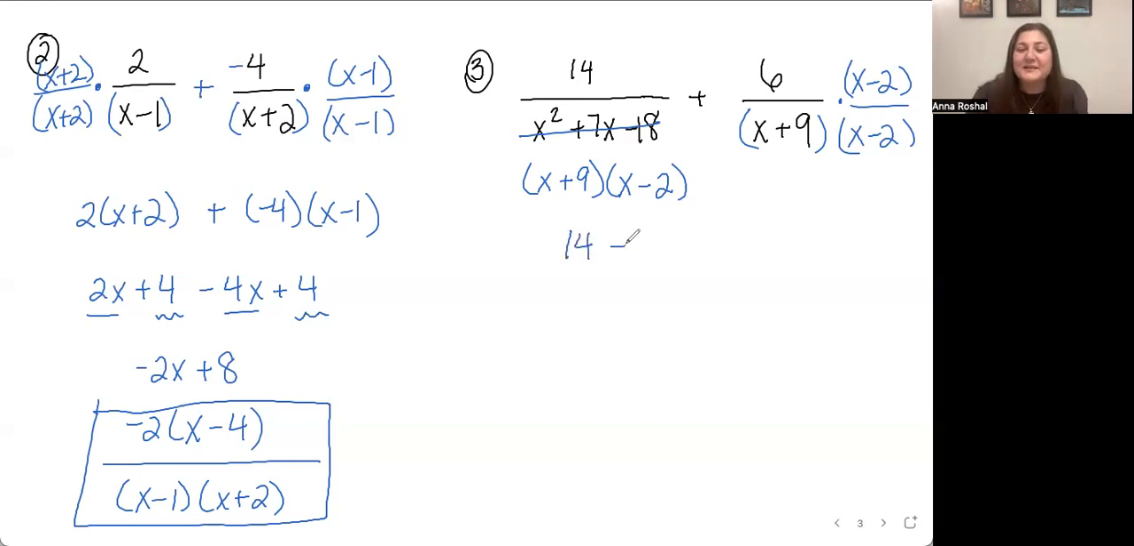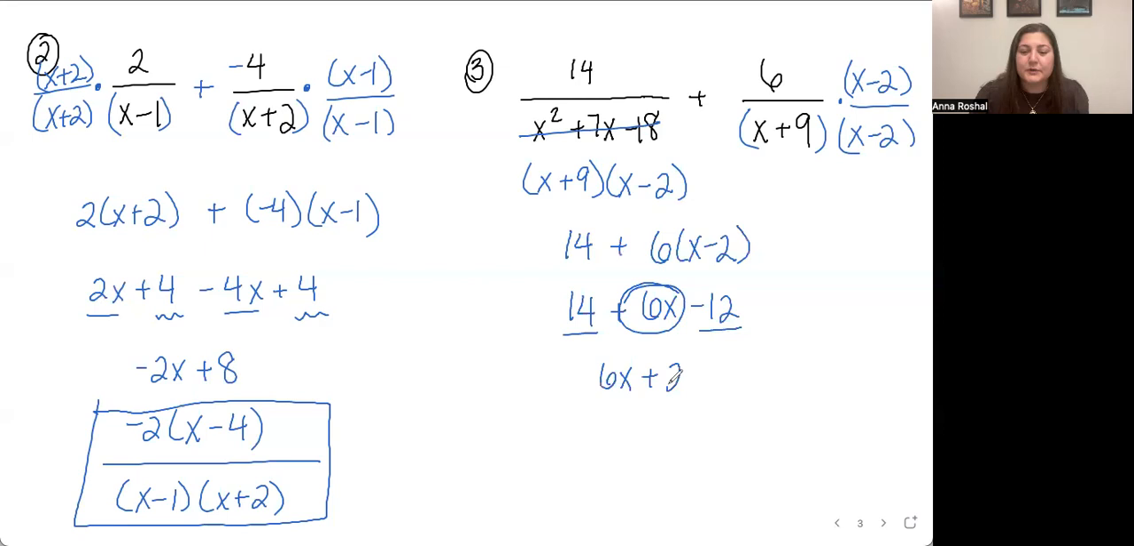So I'm going to have 14 plus 6, and then in parentheses, x minus 2. I'm going to go ahead and distribute that. So I'm going to end up with 14 plus 6x minus 12. I know I can combine these two, and this guy's on his own. So I'm going to end up with 6x plus 2. I can factor out 2 and be left with 3x plus 1.